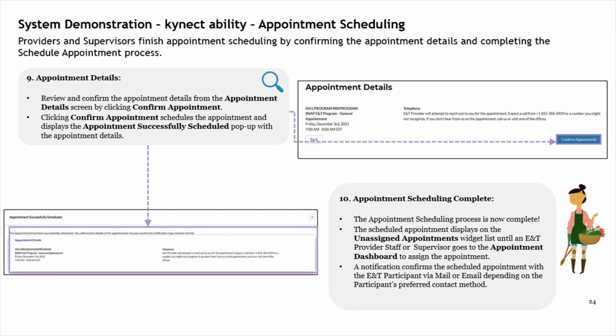The scheduled appointment now displays on the Unassigned Appointments widget until an ENT provider staff or supervisor assigns the appointment from the dashboard. Once the appointment is scheduled, a notification is sent to the ENT participant via their preferred notification method. That can be text or email.